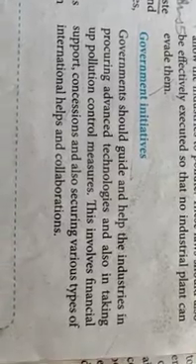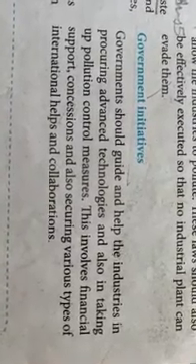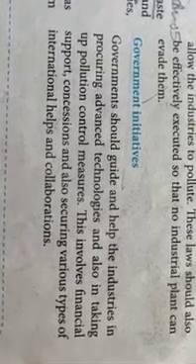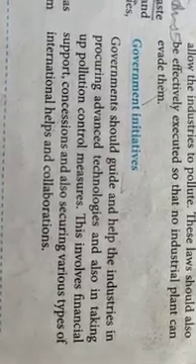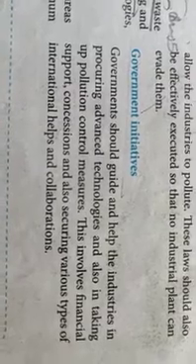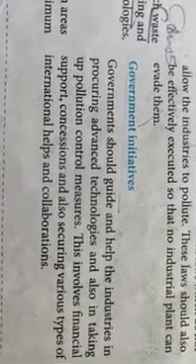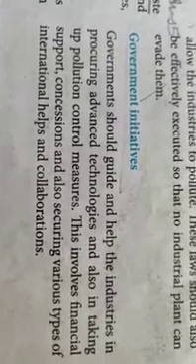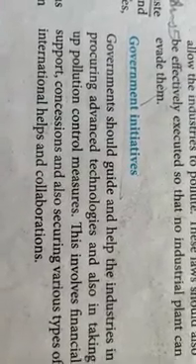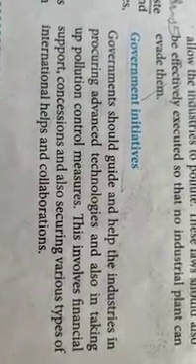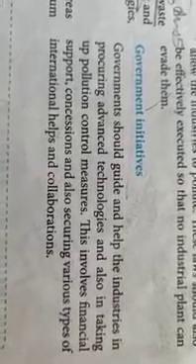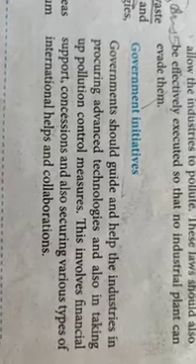Now, government initiatives. Government should guide and help the industries in procuring advanced technologies and also in taking up pollution control measures. It is not just my problem. Pollution is just not one particular person's or one particular industry's problem. It is a global problem and it has to be solved as such. Everybody has to pitch in.